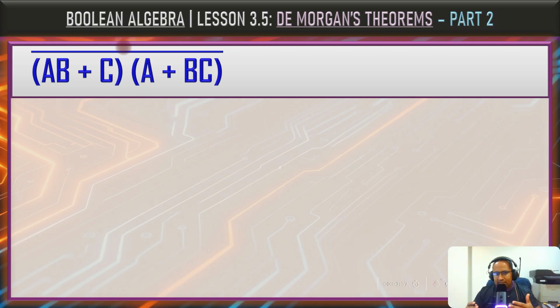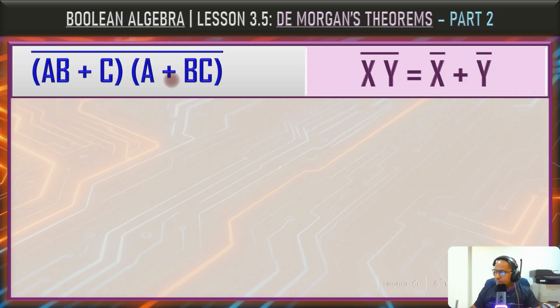Now, before applying the Morgan's theorem, we must first identify the structure of the expression. Is it a sum or a product? In this case, we have a complement of a product, so we must apply the first De Morgan's theorem. Now, we apply De Morgan's theorems to the entire expression. That is, the product becomes a sum, and each term is complemented, like this.